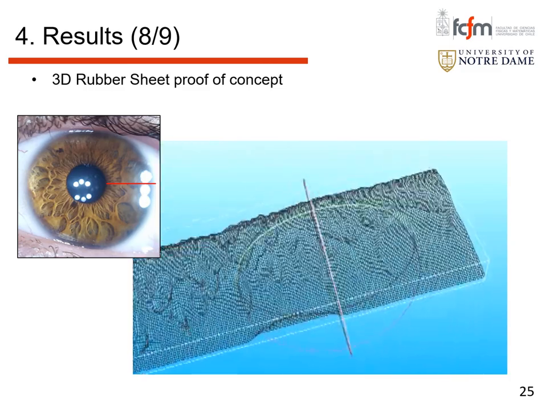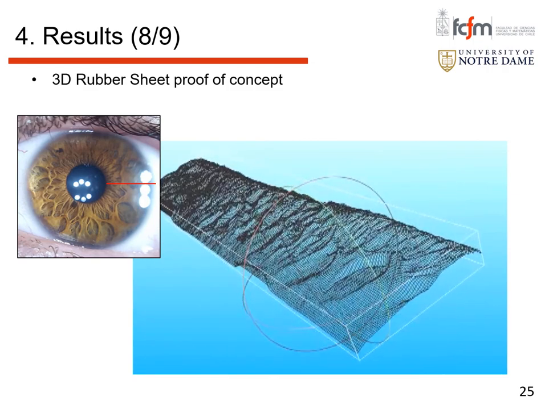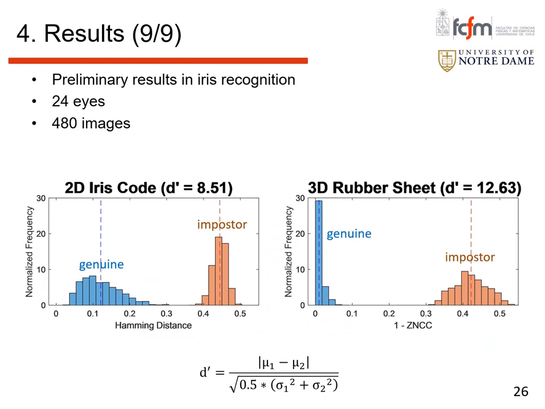In this work, we made preliminary iris recognition tests using the 12 subjects in the test set. We have 24 eyes and 480 images for the analysis. Using this dataset, we tested using the standard 2D iris code as well as the proposed 3D rubber sheet. The 2D iris code obtained a separability index D' of 8.5. However, the 3D rubber sheet had a 48% increase in this value at 12.6. This means that we can better separate genuine from impostor comparisons.